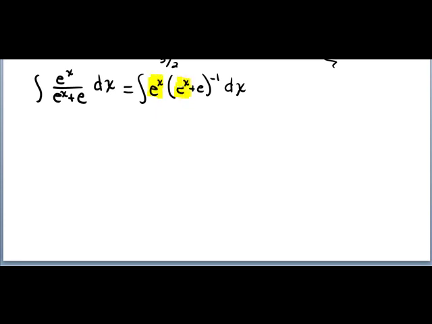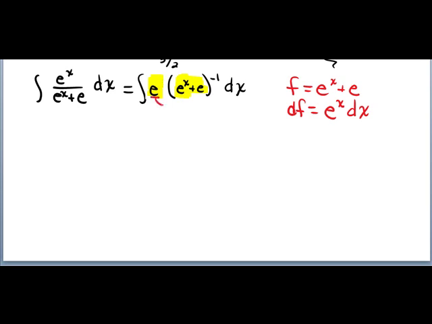We have this e to the x and this e to the x, but the second one is part of this whole binomial, so that's going to be our stuff. So our f is going to be e to the x plus e, and therefore our df, well, remember the derivative of e to the x is e to the x, so df equals e to the x, and the derivative of e, remember e is just a number, so the derivative of that is 0, so it's e to the x dx.